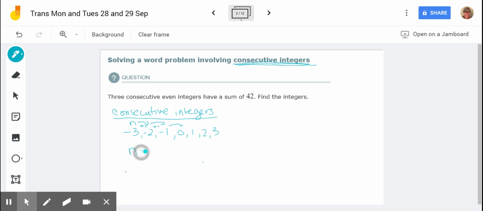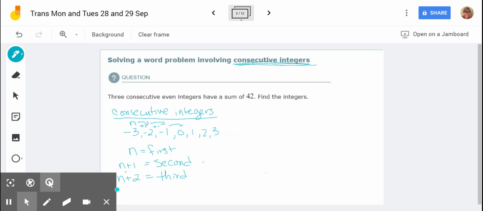So the first number is n. The second one is n plus 1. That's the second. What's the third? N plus 2. To get from n over here, 1, 2, 3, to get to the third, you got to add 2. So it's n plus 2 is the third, and it just goes on. N plus 3 would be the fourth. Okay? So that's consecutive integers.